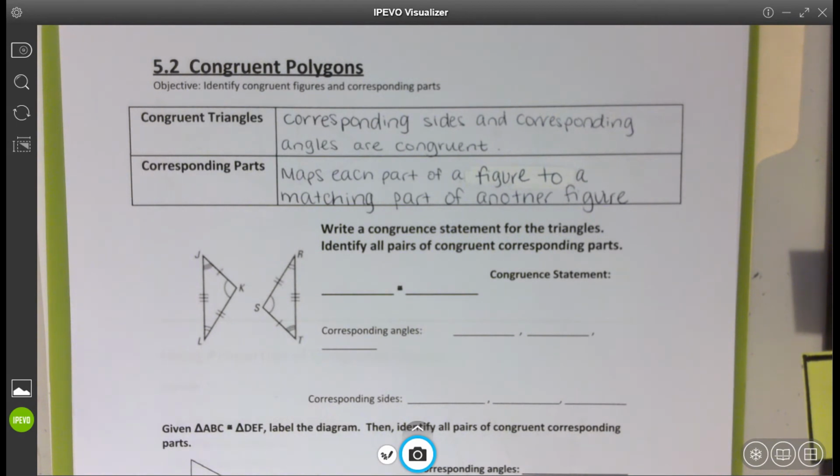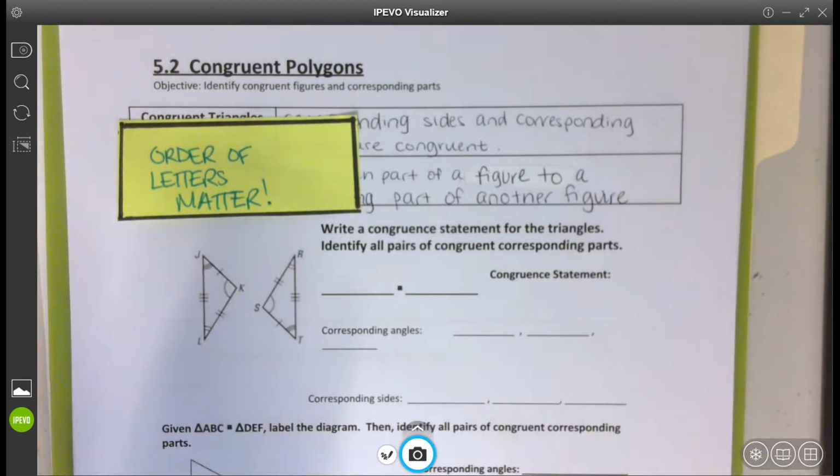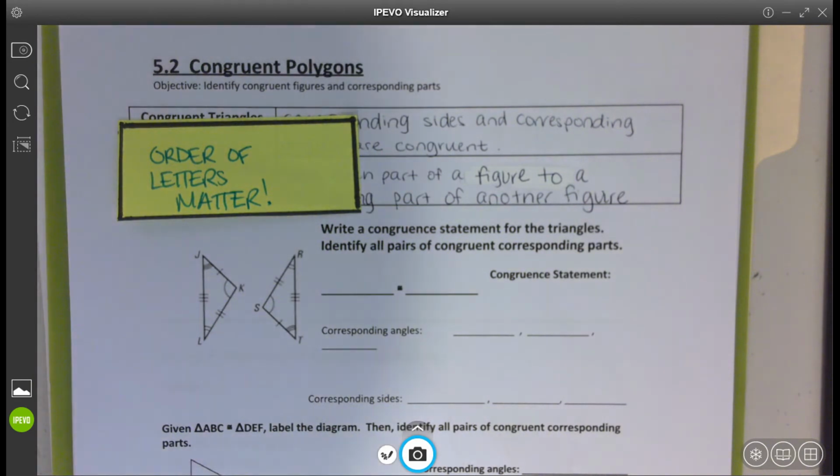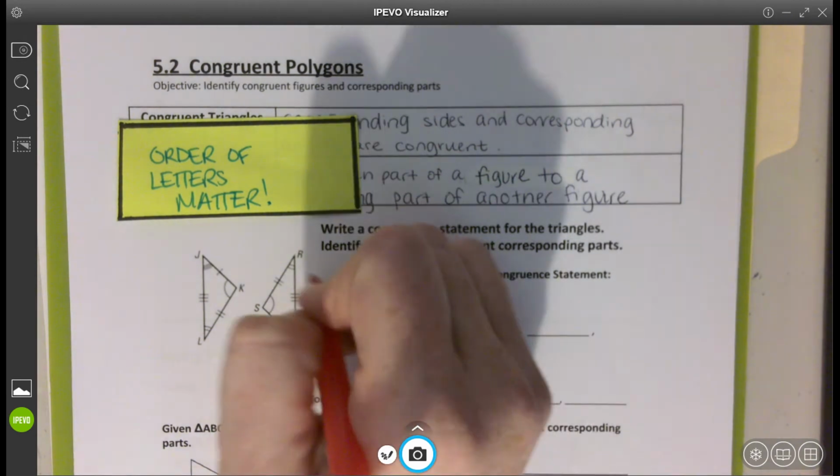So in our first example, it says, write a congruent statement for the triangle and identify all the parts of the congruent corresponding parts. Before I begin, order of letters matter. They are just like how you write your name, your first, middle, last. Order matters. So we have to be very specific. The way we start our first name of our first figure tells us how we have to follow for the second figure. All right, so the very first one is I'm going to start off with the congruency statement.